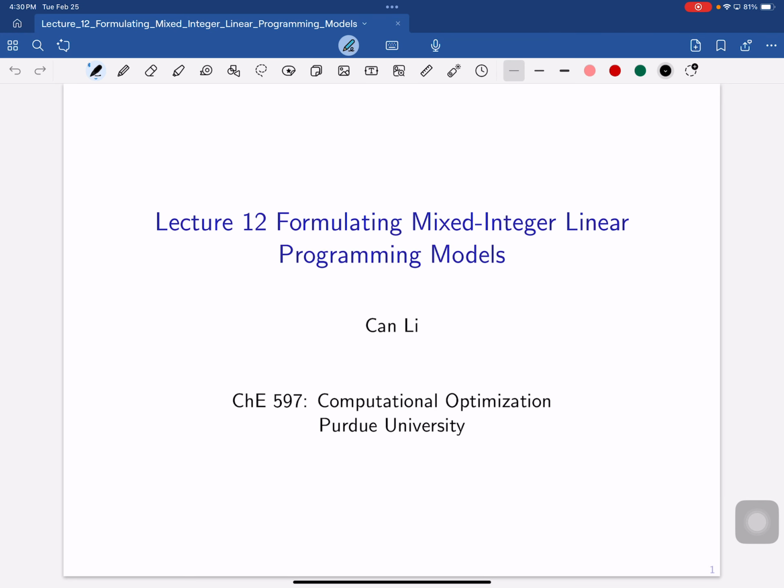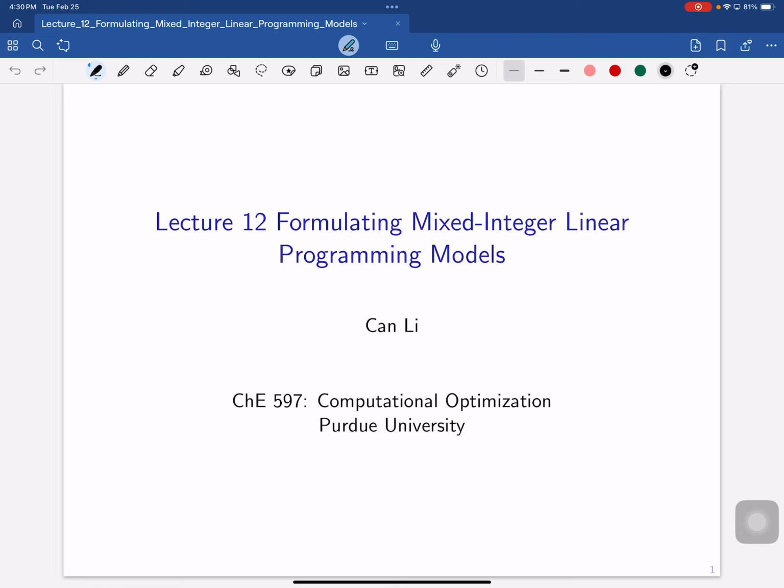So recall in the last lecture, we talked about how to model logic decisions, right? How do you translate from logic propositions to mixed integer linear programming constraints? So in the next few lectures, we will talk about applications of mixed integer programming and some algorithms.